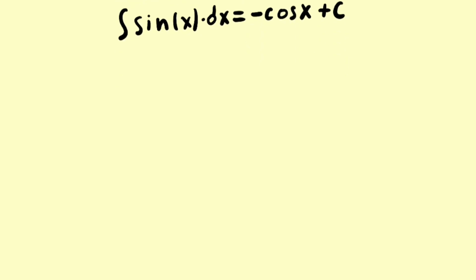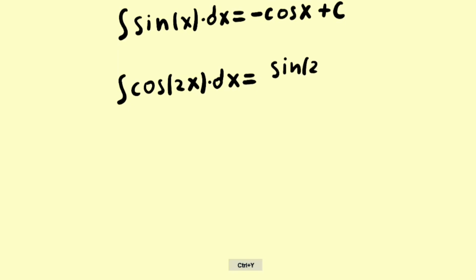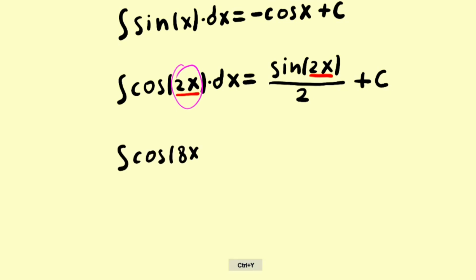So, let's say we want to find the antiderivative of cosine 2x. This is going to be sine 2x, the angle has to stay the same, but then divided by the derivative of 2x, which is 2. This works only if you have a linear function on the inside. So, for example, the antiderivative of cosine 8x is simply sine 8x divided by 8 plus c.